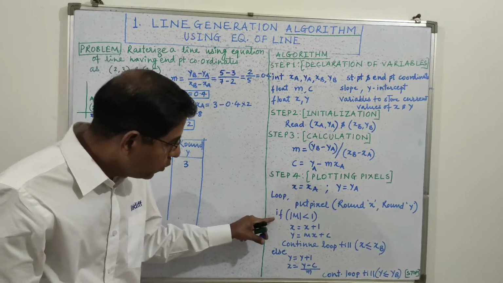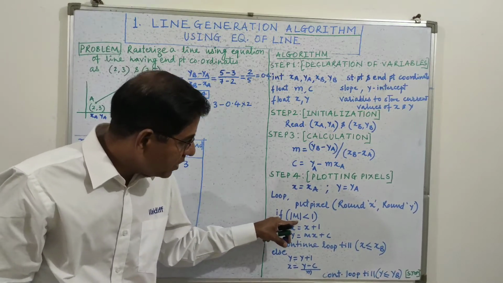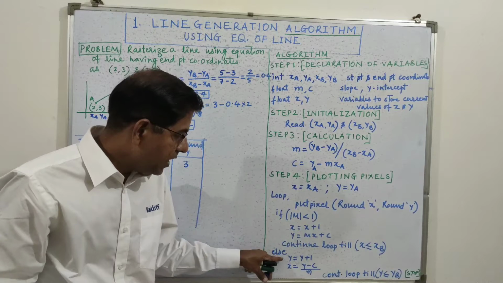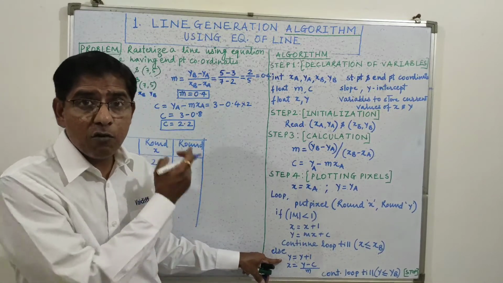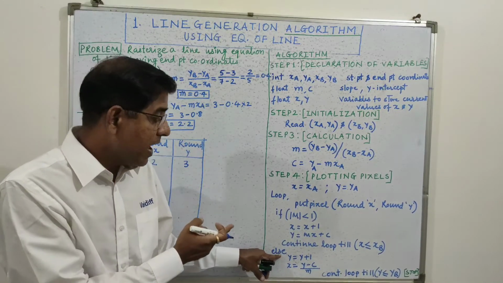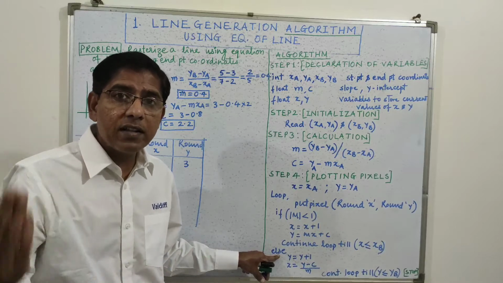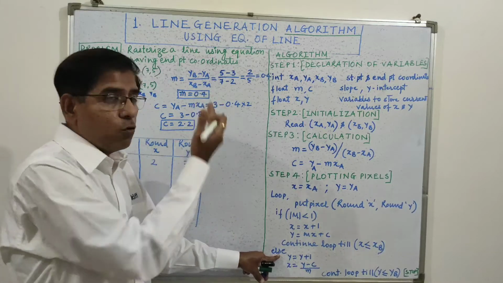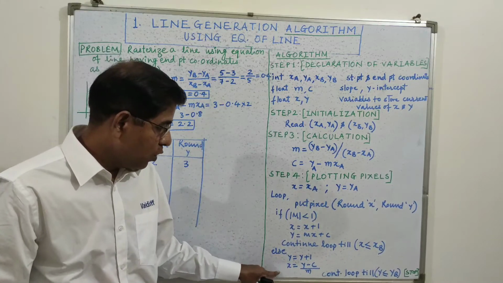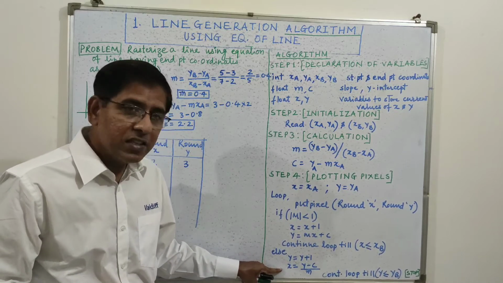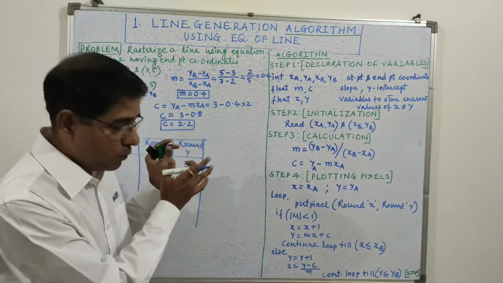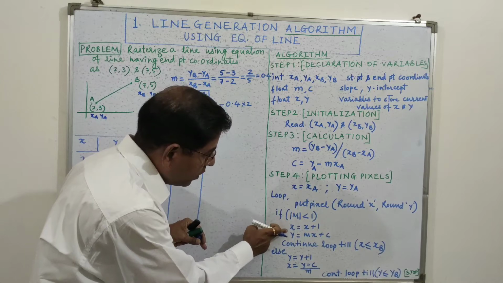So we will enter into the if part, because the if part is for slope less than 1. The else part is not applicable for this particular program, because the else part is for slope greater than 1. In this case slope is less than 1, so no use of the else part for this problem. Okay, so we go into the if part.